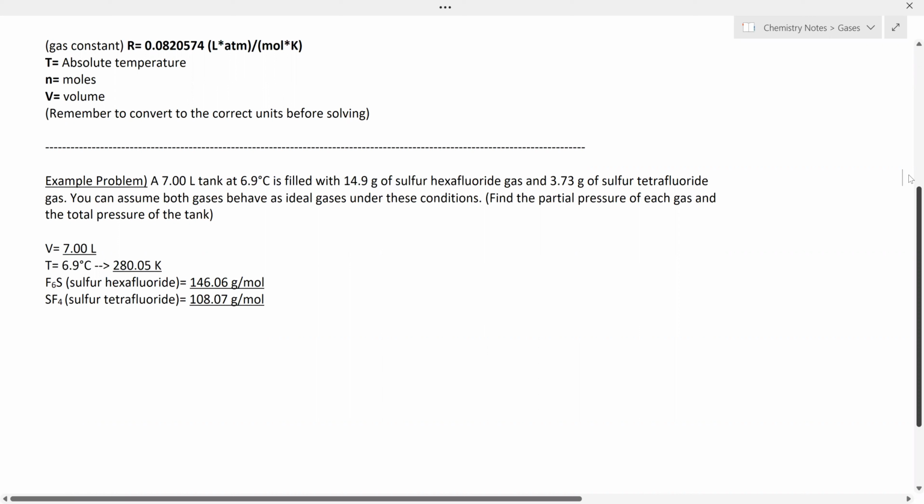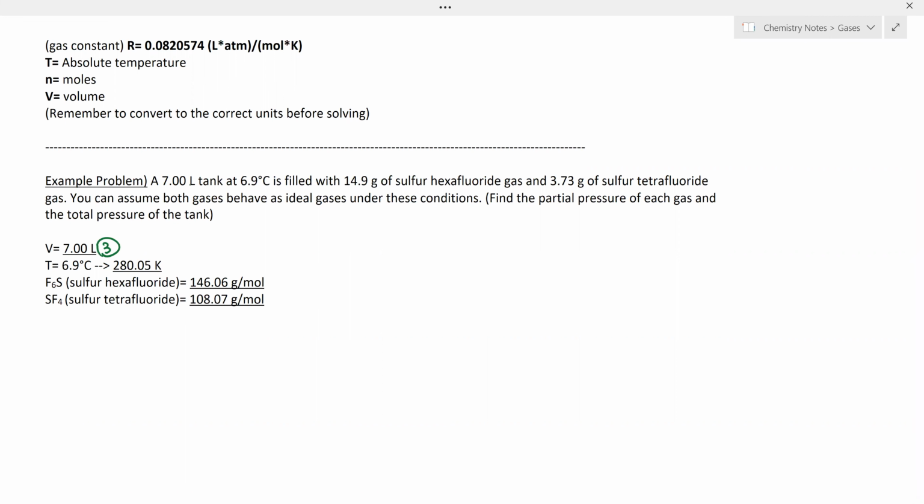So, just the collection of information. We're given our liters here. You can write sig figs. That's 3 sig figs. As if it gives you those zeros instead of just writing 7 liters, it probably means it wants you to consider those as sig figs.